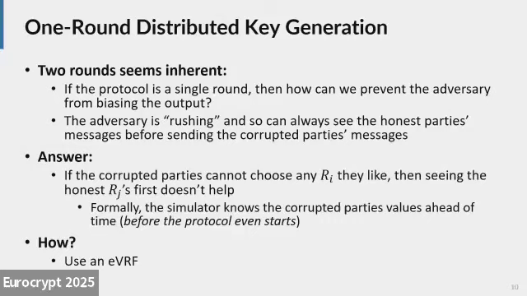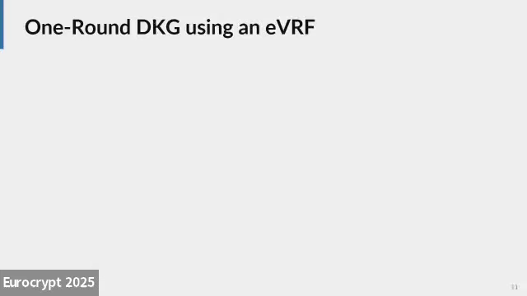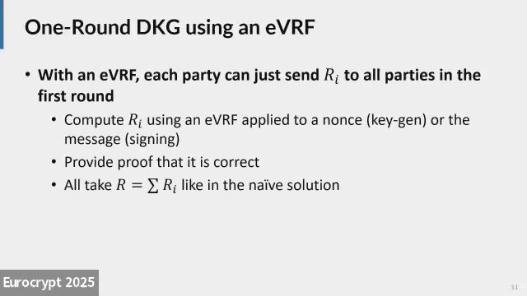So how can we do that? And the answer should be obvious by this stage. It's to use an exponent VRF. So how does it work? Each party computes their RI by computing an EVRF on a nonce or timestamp if it's key generation, or, if it's signing, for example, on the message as the input. That also makes it deterministic, and they provide a proof that this is correct.